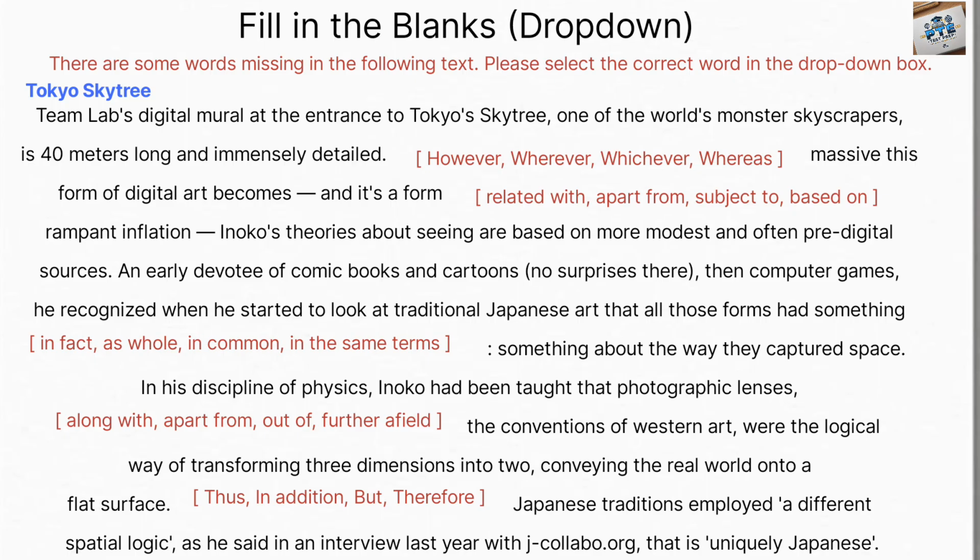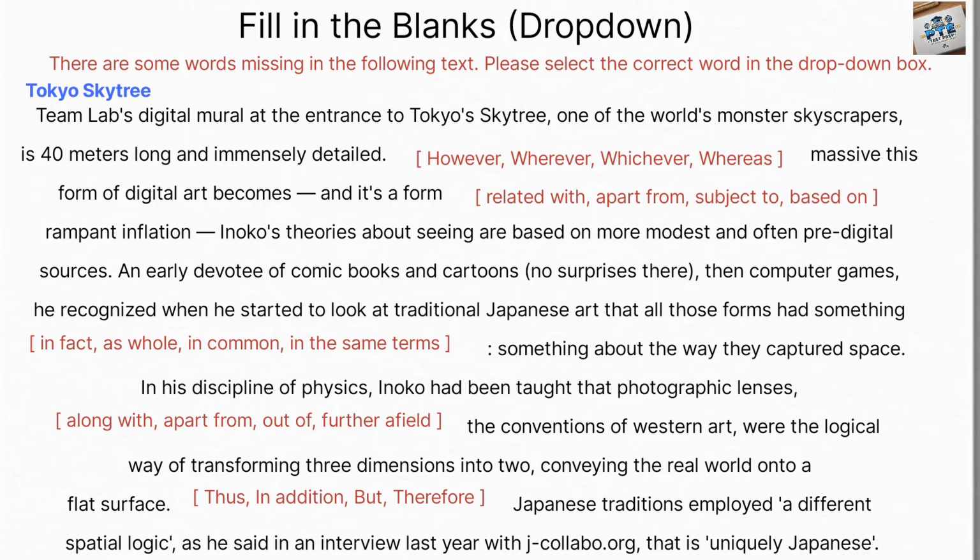Let's start our paragraphs. Tokyo Skytree. TeamLab's digital mural at the entrance to Tokyo Skytree, one of the world's monster skyscrapers, is 40 meters long and immensely detailed. Dash massive this form of digital art becomes, and its form dash rampant inflation. Inoko's theories about seeing are based on more modest and often pre-digital sources.